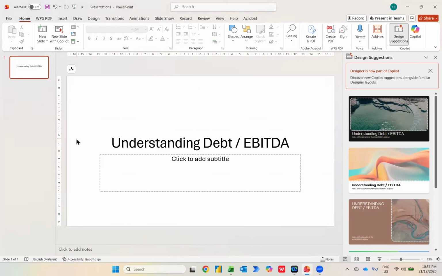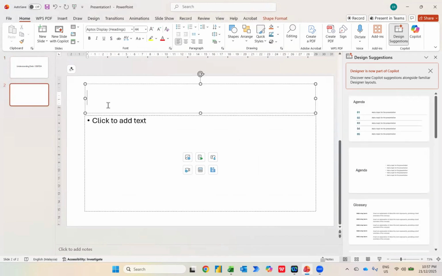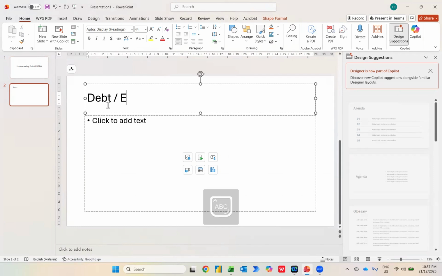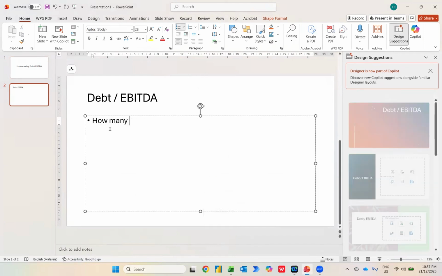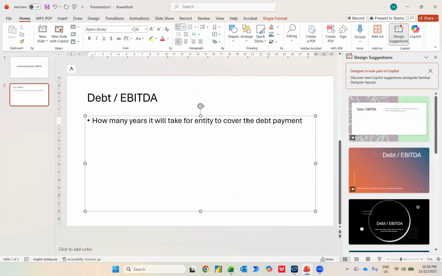So today we will learn to understand what is debt EBITDA ratio. So right now, what I'm going to teach you is about debt EBITDA ratio. Debt EBITDA ratio basically will give us an understanding of how many years it will take for the company or the project or the particular individual, how many years it will take for the entity to cover the debt payment. So basically debt EBITDA is a ratio that gives us an understanding of how many years it will take for the entity, the company, the project to cover the debt payment.